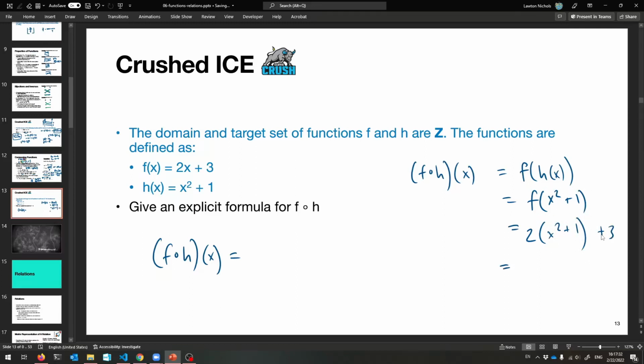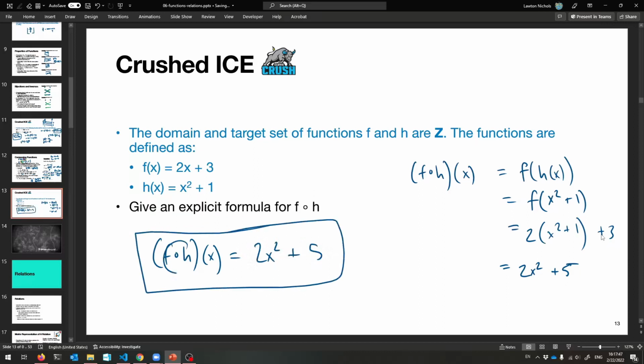So it's going to be 2x squared plus 2 plus 3, so plus 5. And that's the final answer. So f after h of x is 2x squared plus 5. And that is an explicit formula, not involving f or h anymore, for f after h.